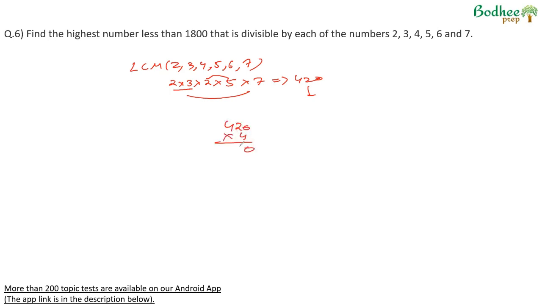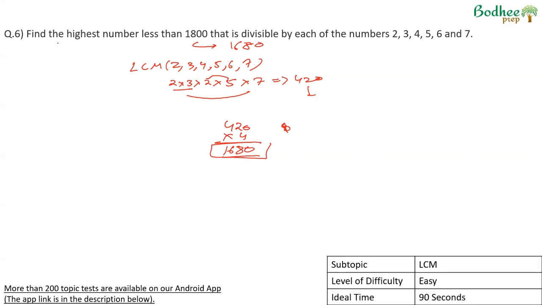We'll check: 1680. 420 into 5 will be more than 1800, and therefore the highest number less than 1800, that is divisible by each of the numbers, is 1680. And that is my answer. Again, easy question, not more than 90 seconds to get this done with.